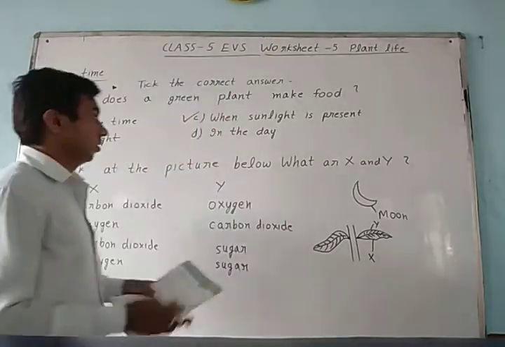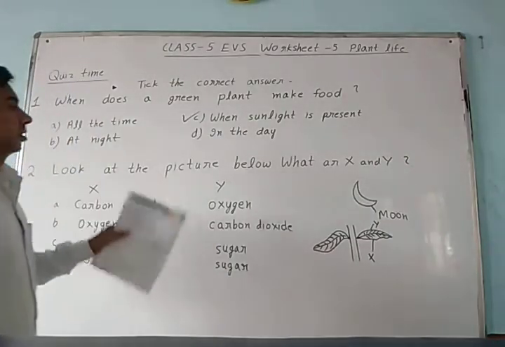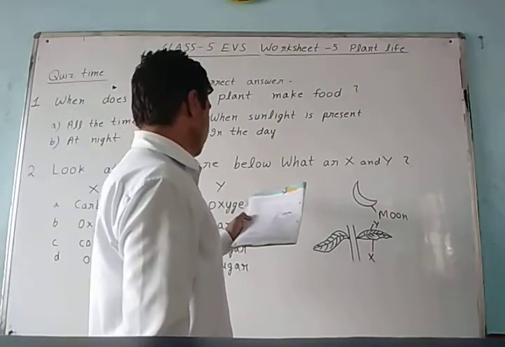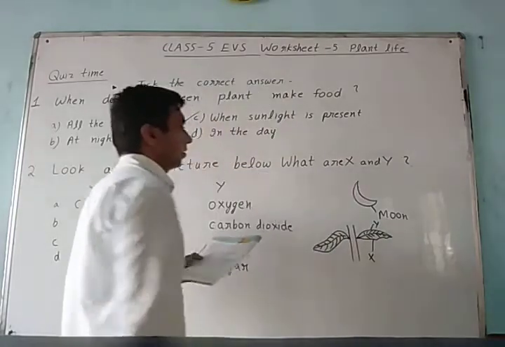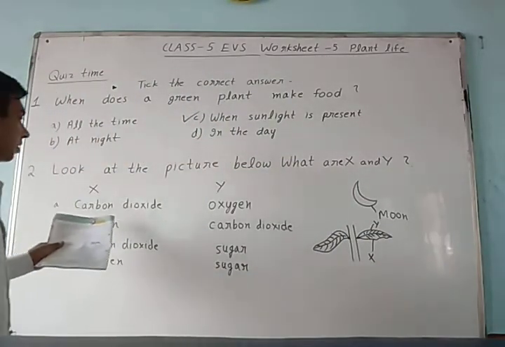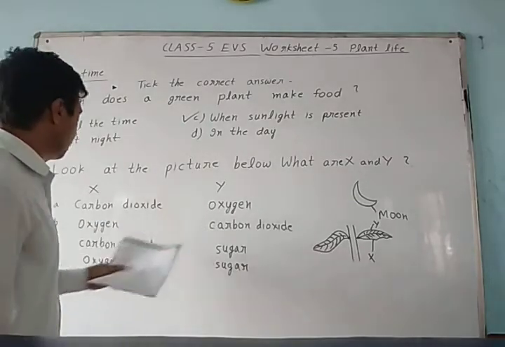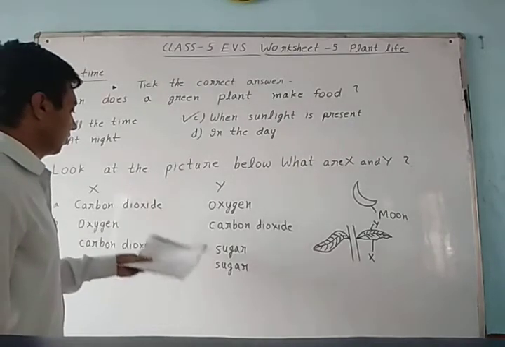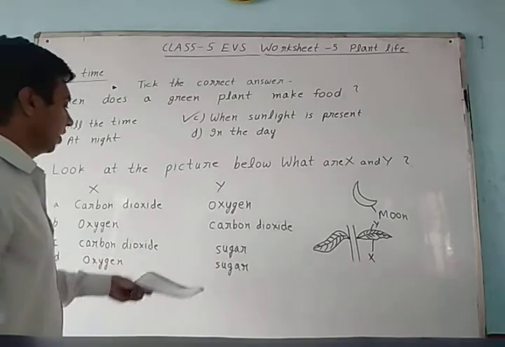Students, look at the picture below. What are X and Y? The options are: X carbon dioxide, Y oxygen; X oxygen, Y carbon dioxide; X carbon dioxide, Y sugar; X oxygen, Y sugar.